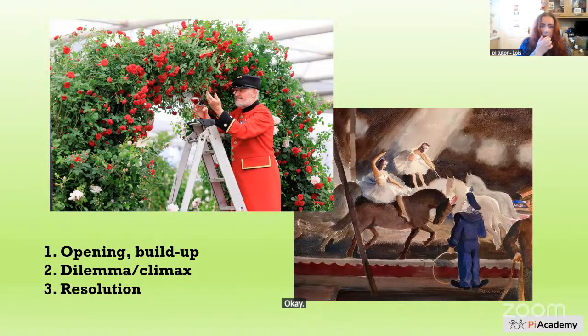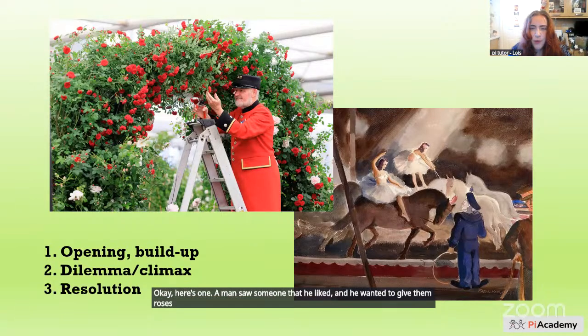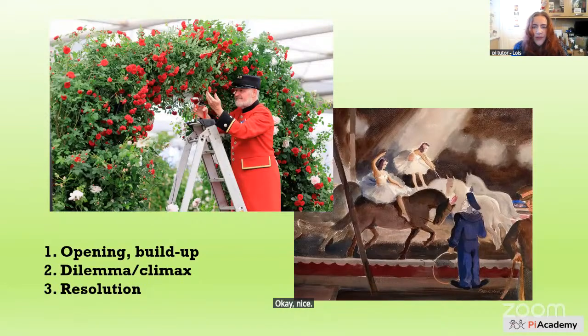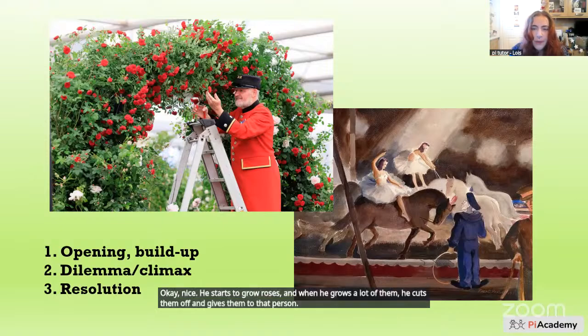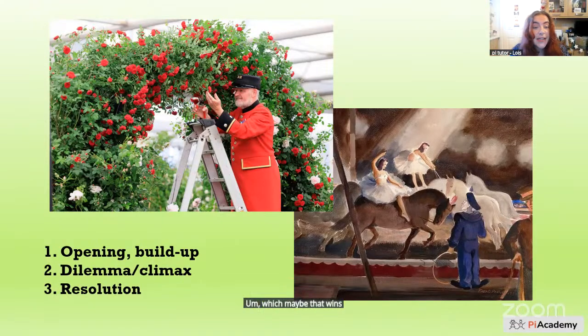Okay, here's one. A man saw someone that he liked and he wanted to give them roses, so he signed up to be a royal gardener. Okay, nice. He starts to grow roses, and when he grows a lot of them, he cuts them off and gives them to that person. Which maybe wins their heart. Yes, it means he gets paid well, can set up his gardening business, and gets married to the person that he likes. Yeah, that's lovely. That's really nice. It shows that he had a goal and he found a way to achieve that goal.